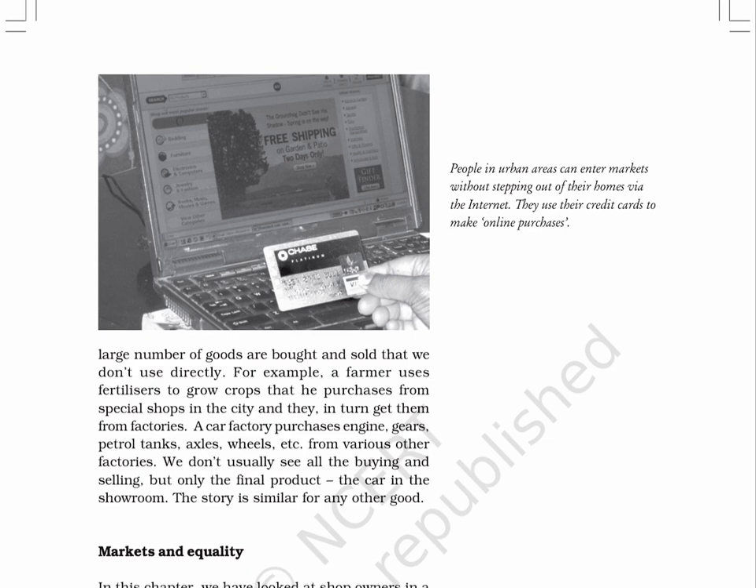Page number 89. There is a picture given here on page number 89 which has a laptop and a digital payments card in it. There is a note given beside the picture which reads, "People in urban areas can enter markets without stepping out of their homes via the internet. They use their credit cards to make online purchases."